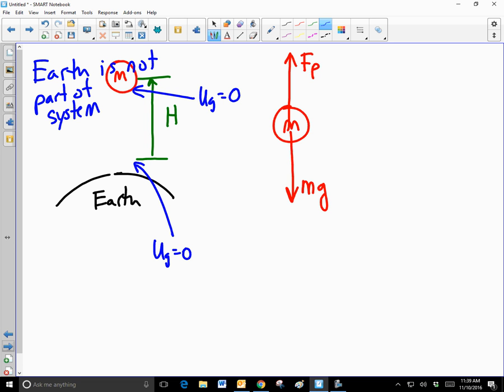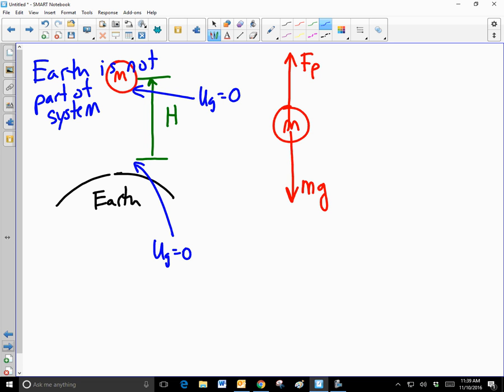But I'm saying if I don't include the Earth in my system, if I kind of ignore the fact that it's there, and I applied this force on it over a distance, then I still have zero potential energy. There's no interaction between these two objects because I'm saying this one is not part of the system. Okay, so that's the question.